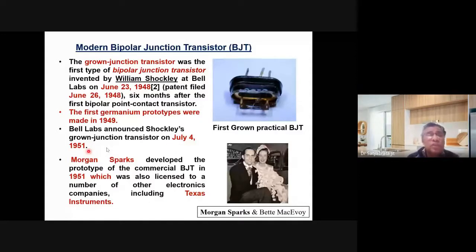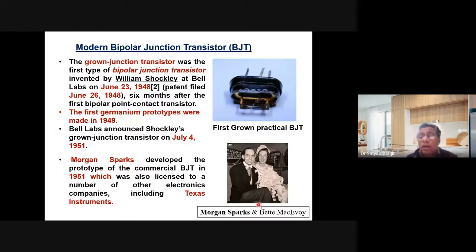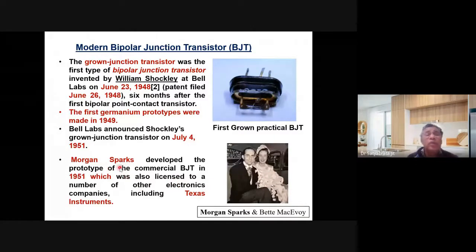Now, in this process, Morgan Sparks, with the direction of Shockley, developed the prototype of a commercial BJT. So that structure was a simplified commercial BJT in 1951, and the same was licensed to a number of electronic industries, including Texas Instruments, to manufacture it. And this is Morgan Sparks here, and this is Betty McEvoy. She was the personal secretary of Shockley.